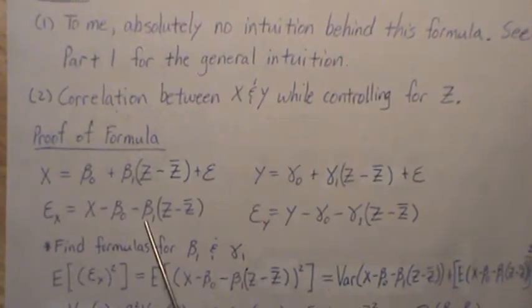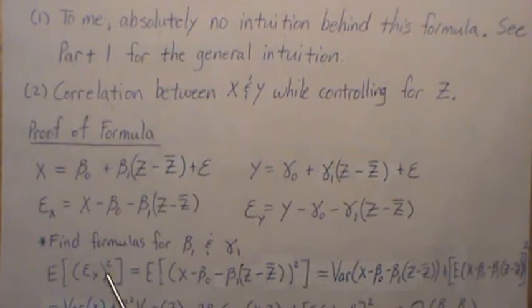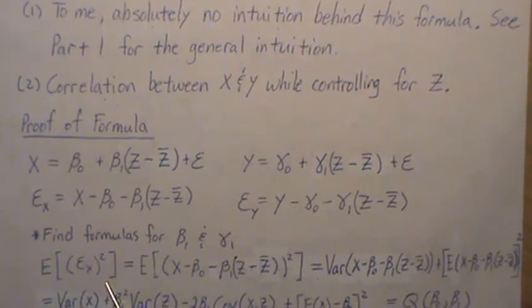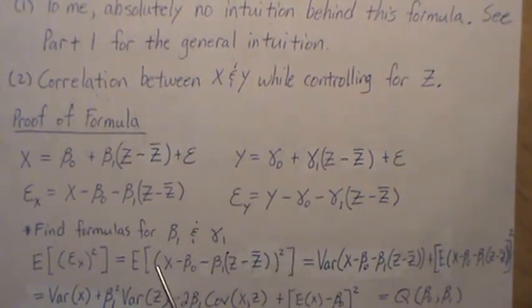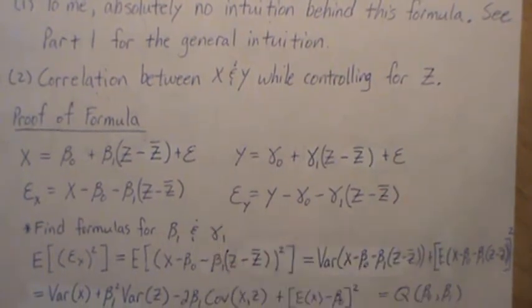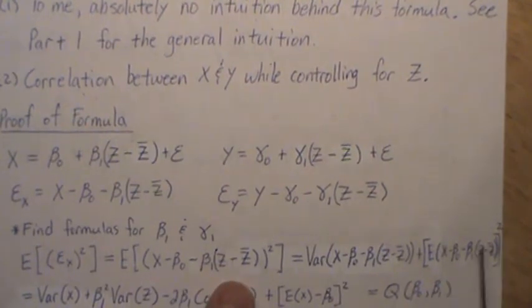So first of all, let's find an expression for beta 1 and gamma 1. First, beta 1. So we want to minimize this squared error, this squared residual. And we do that by this. So we take what the residual is, plug it in, we get this. Now let's note that it's the expected value of something squared, right? So that's the same as the variance of that, not squared, plus the mean of this quantity squared.